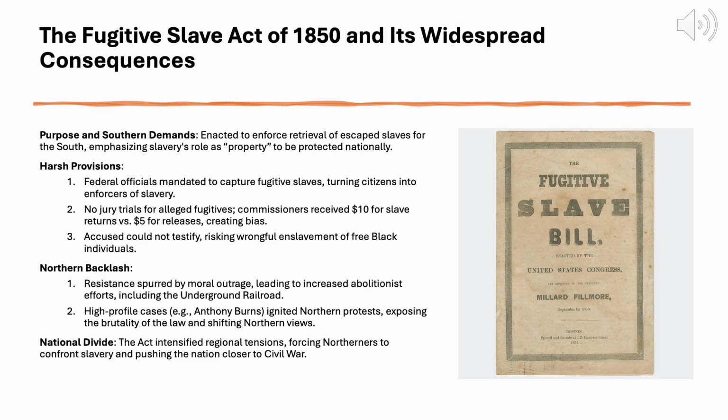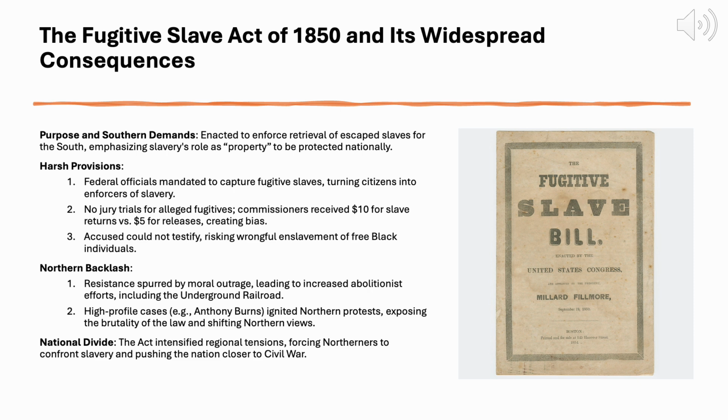The act made it mandatory for federal officials and citizens in northern states to assist the capture of runaway slaves, turning even indifferent citizens into enforcers of slavery. This act contained several harsh provisions that undermined basic civil liberties, particularly in the North.